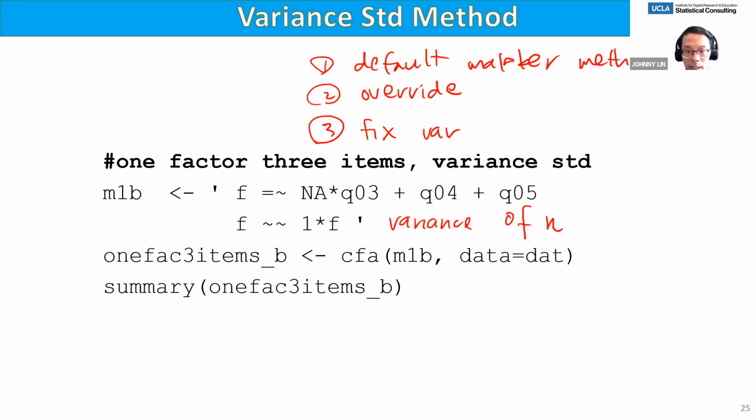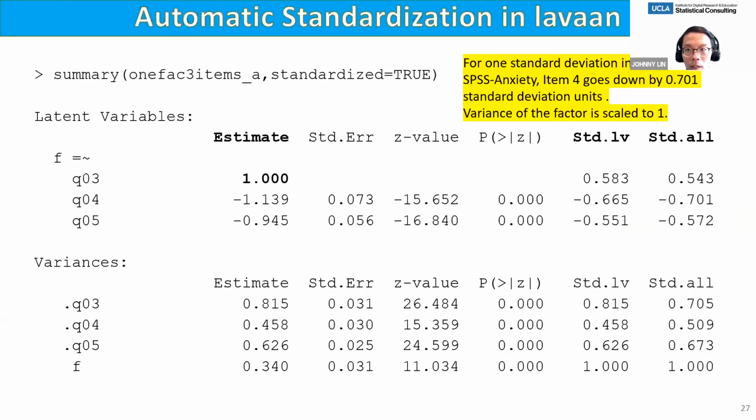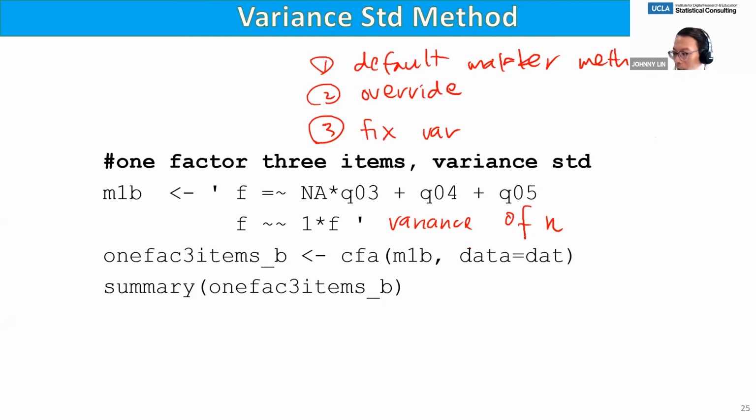There is an easier way to do that. I don't know if I covered that. It is on the web page though. Instead of doing this manual way, in the CFA syntax you can add std.lv equals true. That's another way to do exactly what we just did. You can leave it as the default marker method and then do std.lv equals true. You can see that on the website. So that's more incentive for you to read the website. There's way more material on the website.